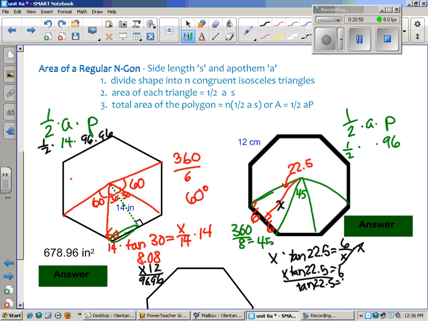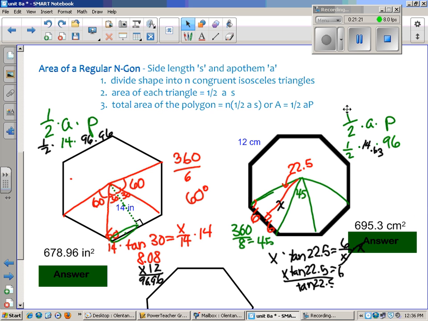And so what's the length of my apothem? 13.6? 14.6. Can you do 2 decimals? 14.63. Okay? And then all that work to find the area. So now I multiply those together to get the area. And it should come out to approximately 695.3.